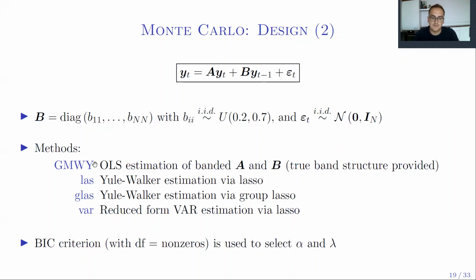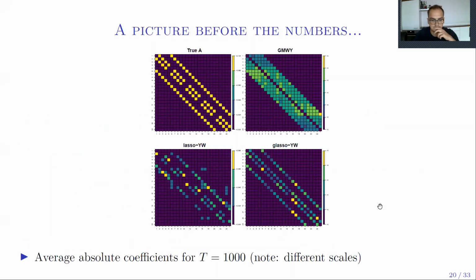So we have the banded OLS approach that we introduced in the beginning from Gao et al. Then we consider the plain lasso, a group lasso, as well as a penalized reduced VAR. Basically, under the correct stability assumptions, we can transform the system into a reduced form VAR without the spatial dependence and estimate that by the regular lasso. So that's the last estimator that we compare.